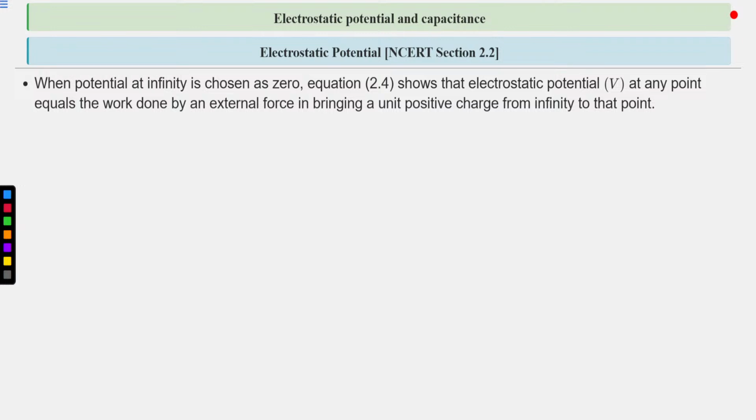When potential at infinity is chosen as 0, then equation 2.4 shows that the electrostatic potential at any point equals the work by an external force in bringing a unit positive charge from infinity to that point. That is the definition again, the same expression again. Now we are assuming this Vr to be 0, because potential at infinity is chosen as 0. So we will put this point at infinity and it will become Vp equal to Up upon Q.